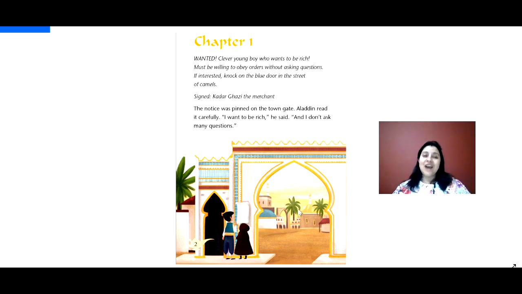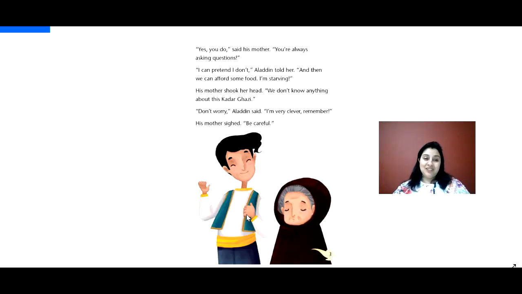This is the town gate, and here is the notice which is displayed. You can see Aladdin is standing with his mother, and they both are reading the notice. Aladdin read it carefully. "I want to be rich," he said, "and I don't ask many questions." Now he says, maybe I can apply for this job because I want to be rich and I don't even ask questions. "Yes, you do," said his mother. "You are always asking questions."